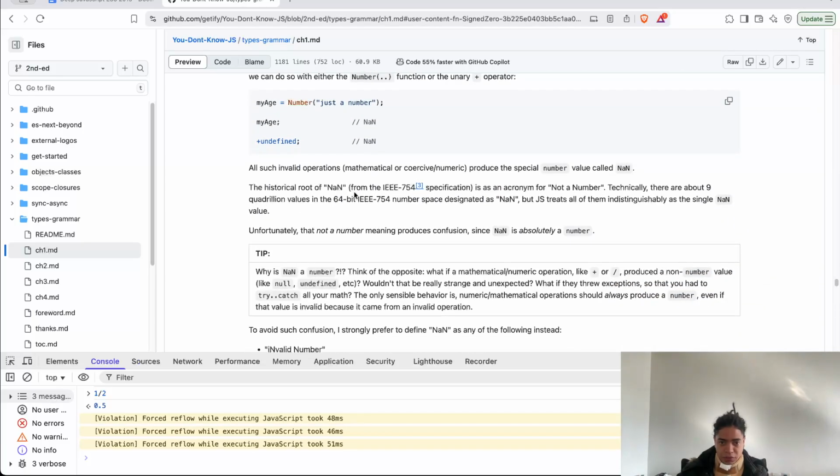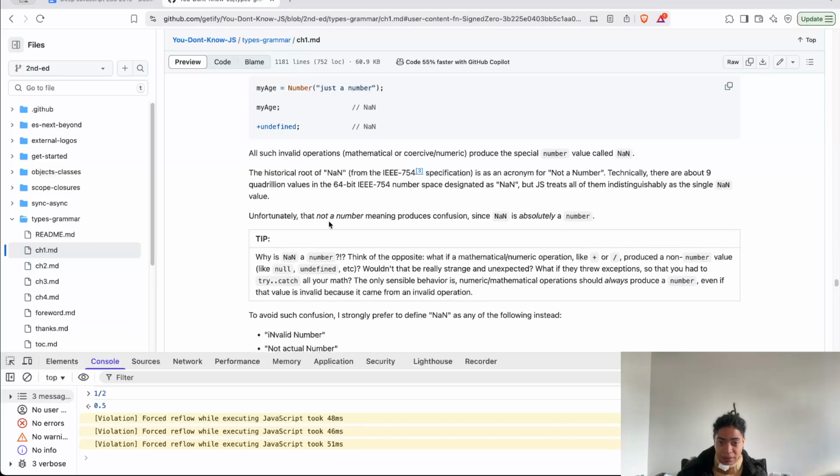So the historical root of NaN from the IEEE 754 specification is an acronym for not a number. Technically, there are about 9 quadrillion values in the 64-bit number space designated as NaN. But JavaScript treats all of them indistinguishably as a single NaN value. Unfortunately, not a number produces confusion, since NaN is absolutely a number. Why is NaN a number?